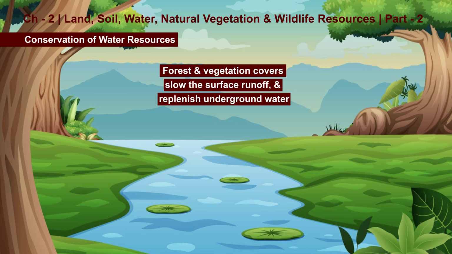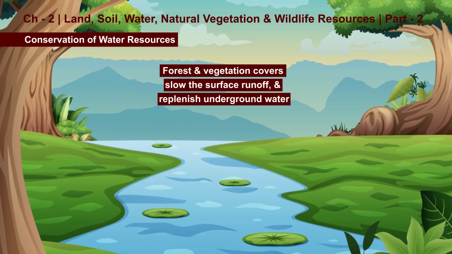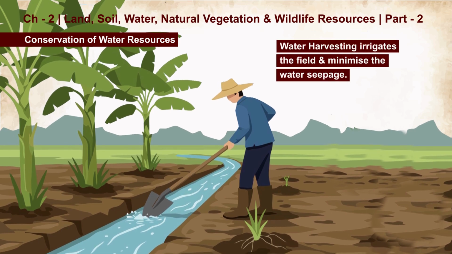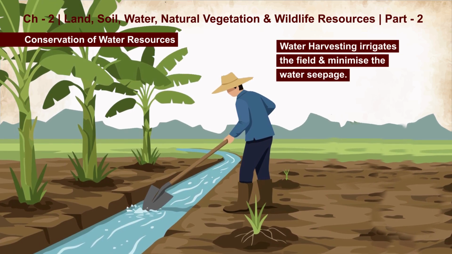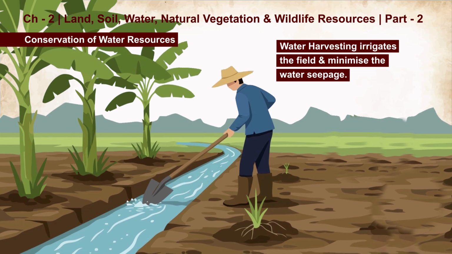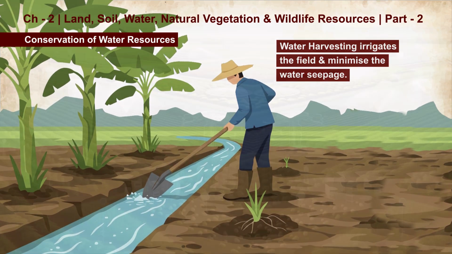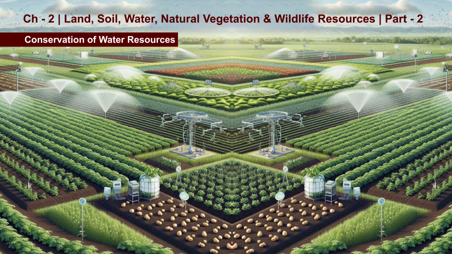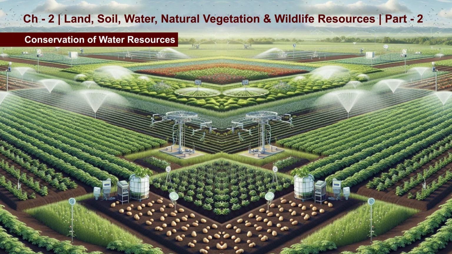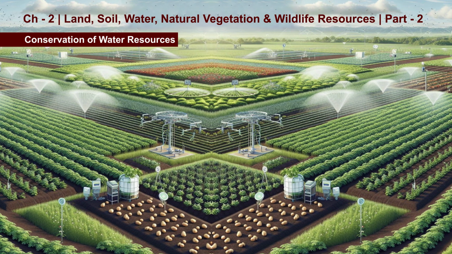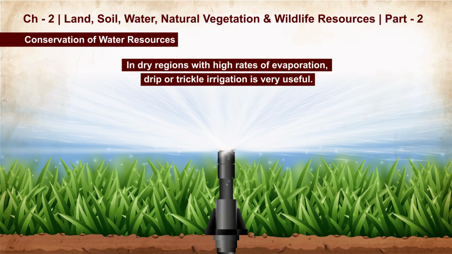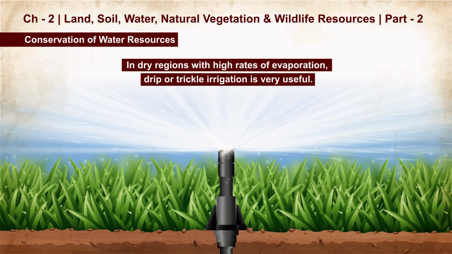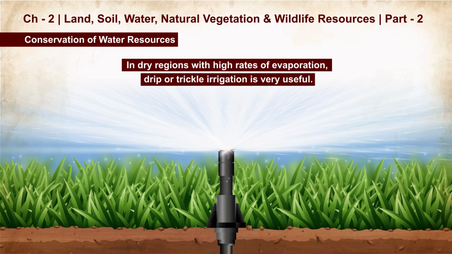Forest and other vegetation covers slow the surface runoff and replenish underground water. Water harvesting is another method to save surface runoff. The canals used for irrigating the fields should be properly created to minimize the losses by water seepage. Sprinklers effectively irrigate the area by checking water losses through seepage and evaporation. In dry regions with high rates of evaporation, drip or trickle irrigation is very useful. The valuable water resource can therefore be conserved by adopting these means of irrigation.